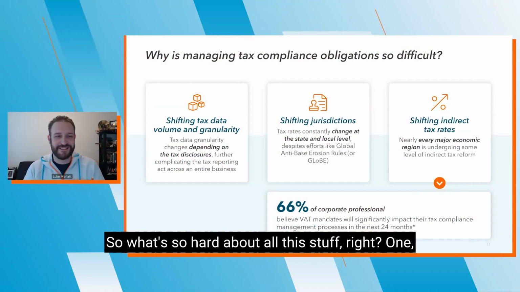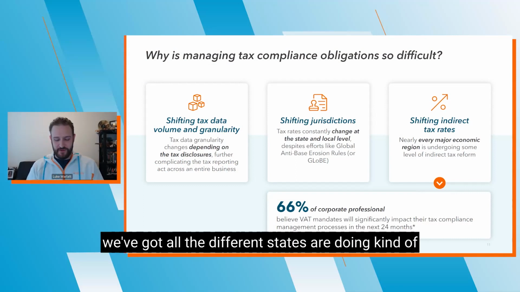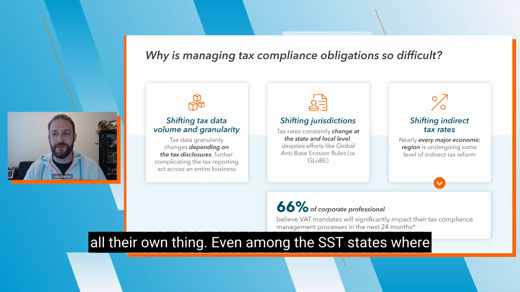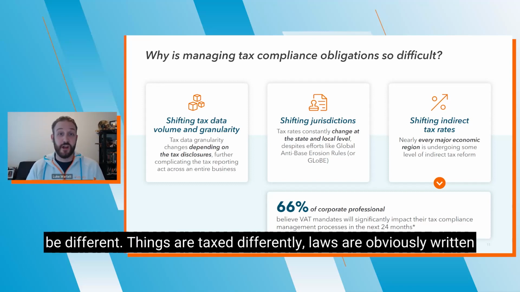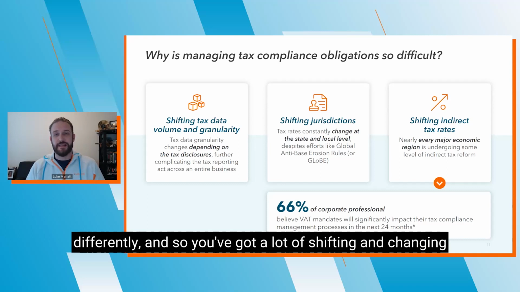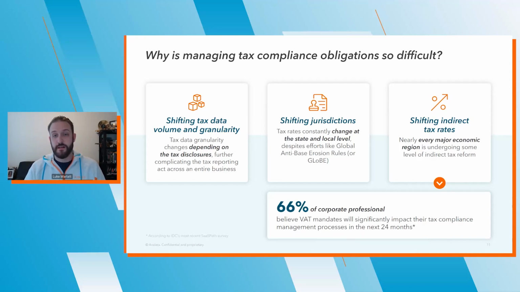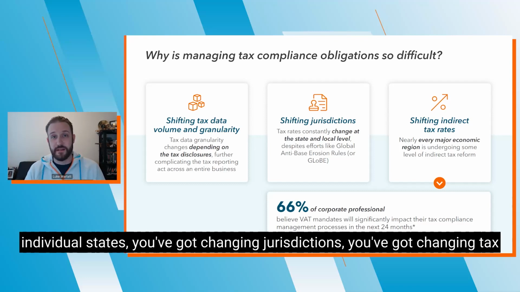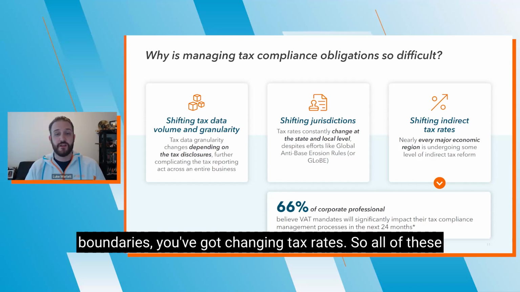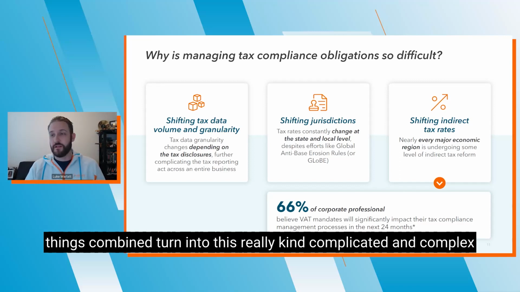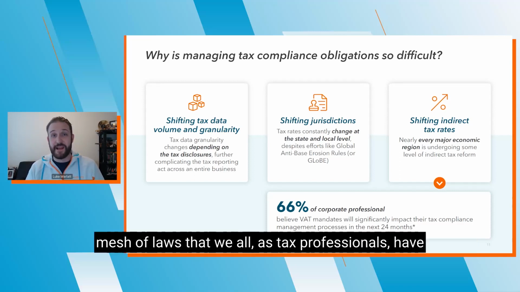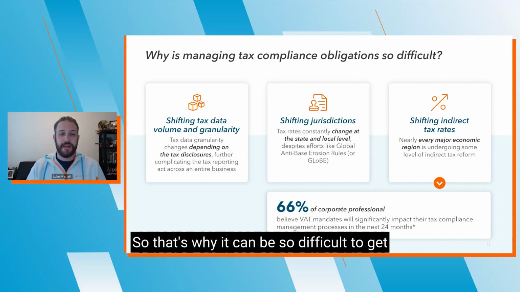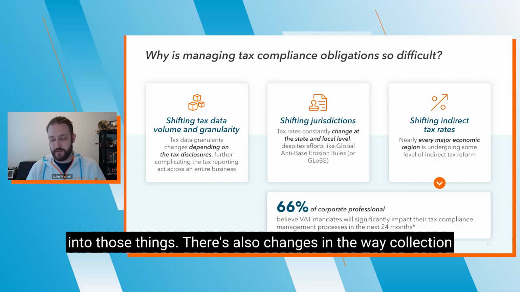So what's so hard about all this stuff, right? One, we've got all the different states doing kind of their own thing. Even among the SST states, where they've all agreed to do the same thing, things can be different. Things are taxed differently. Laws are obviously written differently. And so you've got a lot of shifting and changing with just the taxability. Then when we dive into the individual states, you've got changing jurisdictions, changing tax boundaries, changing tax rates. So all of these things combined turn into this really complicated and complex mesh of laws that we all as tax professionals have to figure out. We have to go get it right. So that's why it can be so difficult to get into those things.